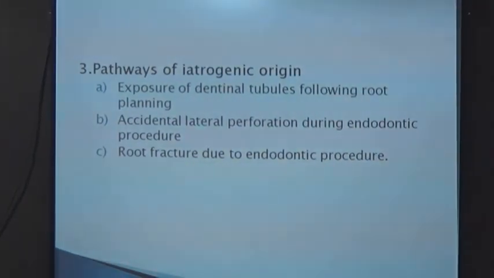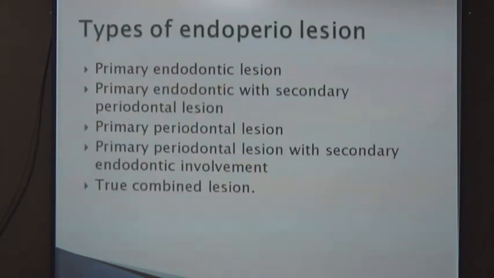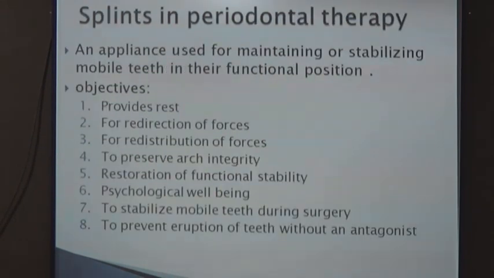Pathways of iatrogenic origin: exposure of dentinal tubules following root planing, accidental lateral perforation during endodontic procedure, root fracture due to endodontic treatment. Types of endoperio lesions: primary endo with secondary perio, primary perio with secondary endo, and true combined lesions. These are all different types.